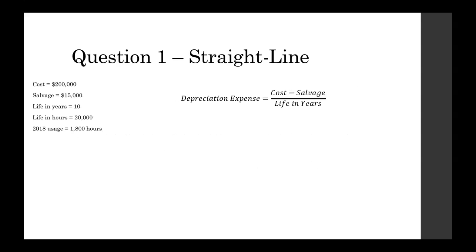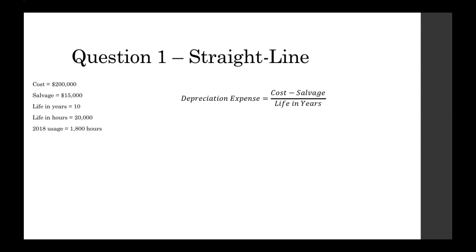So let's first work on straight line. We have all of the important information over on the left. We have our cost, salvage value, its life, and then its usage in 2018. Here in the straight line method, your annual depreciation expense is going to be constant. That's why it's called a straight line, right? So once we find 2018's depreciation, that's going to be the depreciation expense for each individual year.